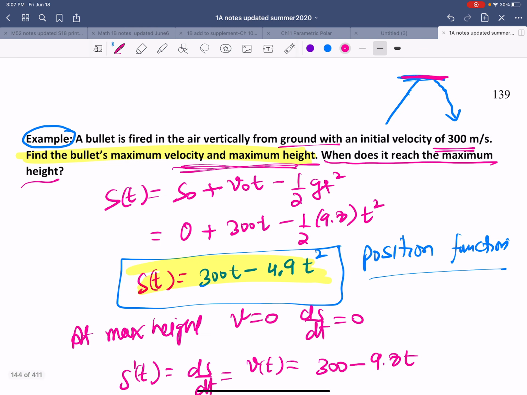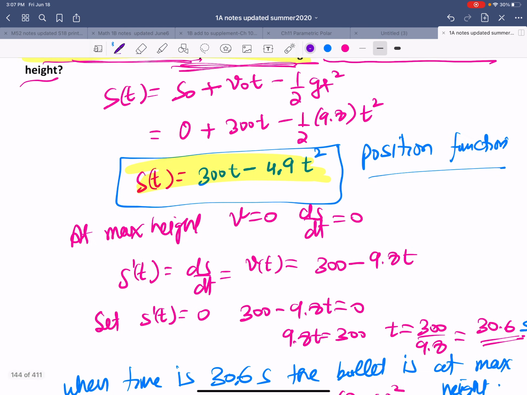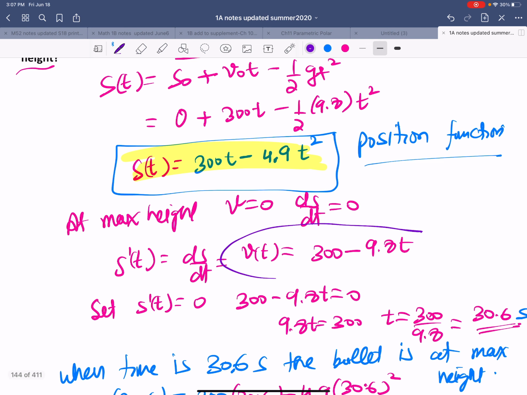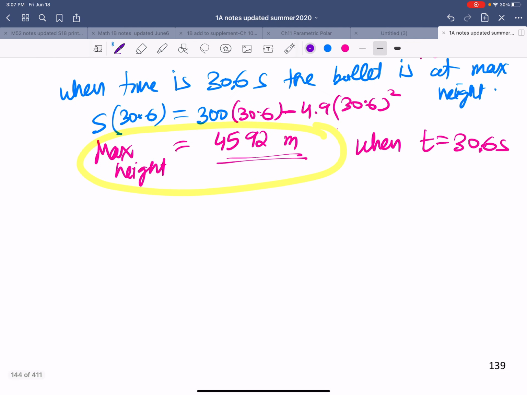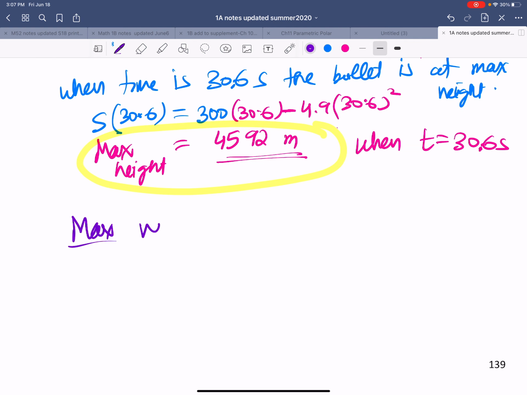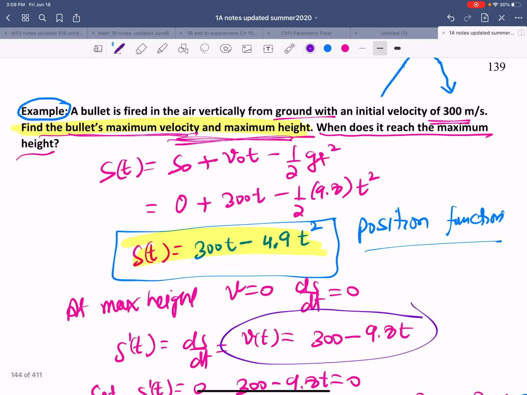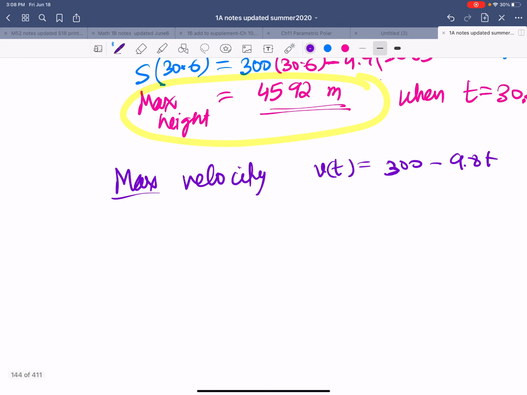There's another part here. Find the bullet's maximum velocity. Well, let's look at the velocity function. The velocity function for the bullet is here. So v of t, to find maximum velocity, let's look at the velocity function. Velocity function is v of t equals 300 minus 9.8t, right? That is the velocity function.